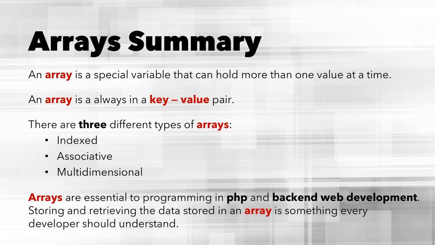An associative array uses strings for the key and can be used when the order of information doesn't matter. A multidimensional array is an array of arrays and can be several layers deep. Anyone working in any programming field should understand arrays and how to use them.